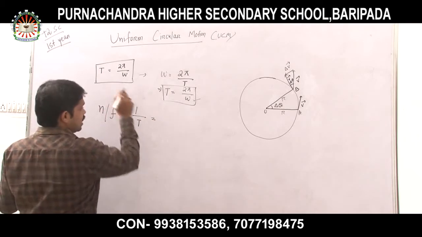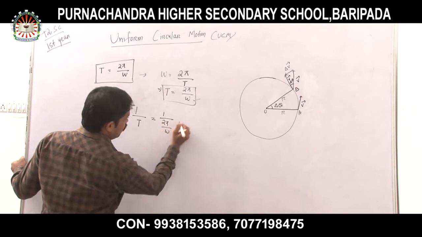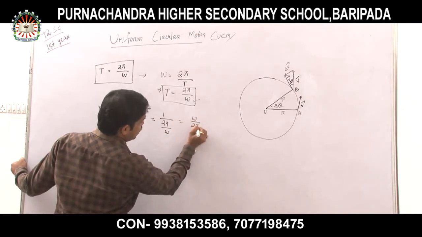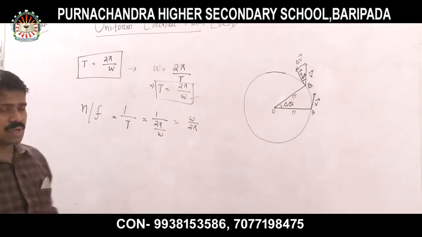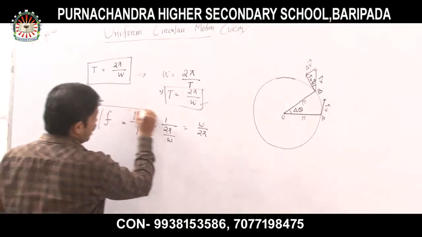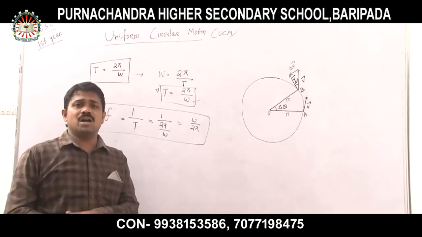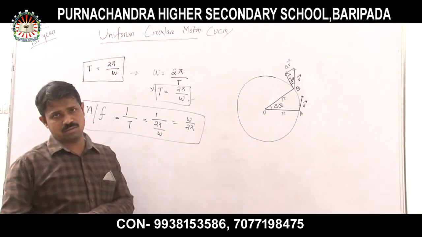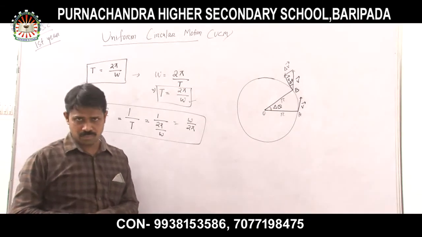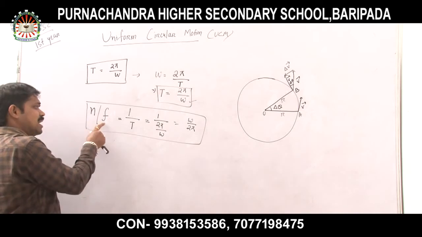Okay, so I can put it here: that is 1 divided by 2 pi by omega, so that is omega divided by 2 pi. Understood all of you? Clear? Okay, so this is the number of revolutions per unit time. It can be denoted as n or it can be denoted as f.